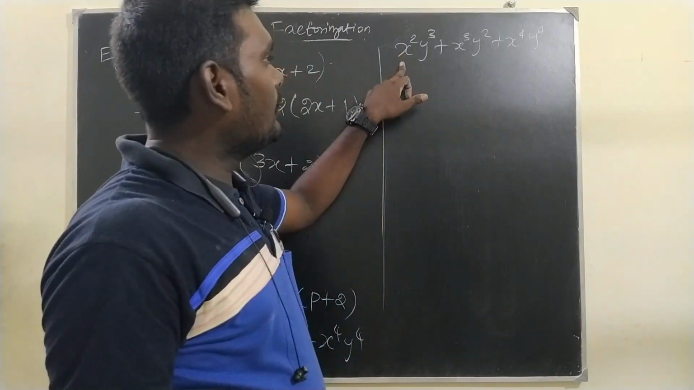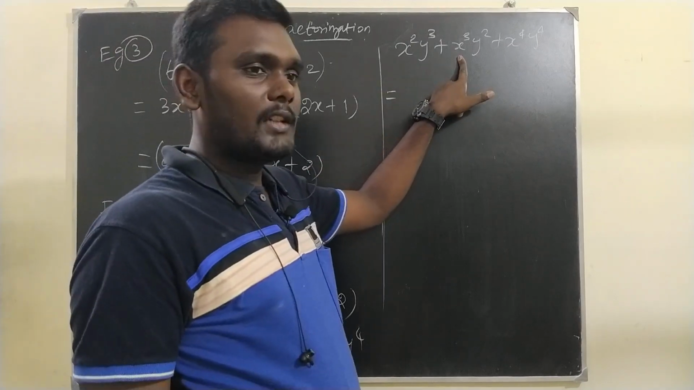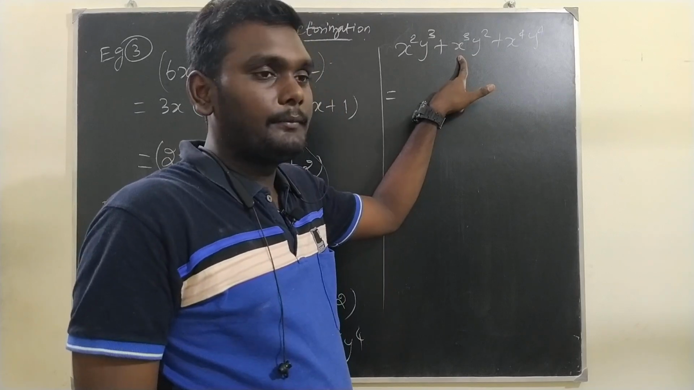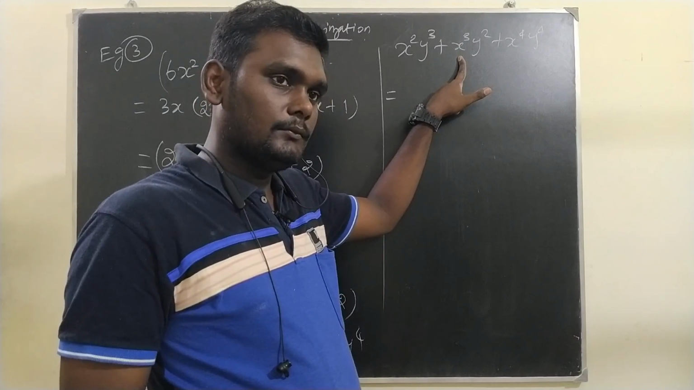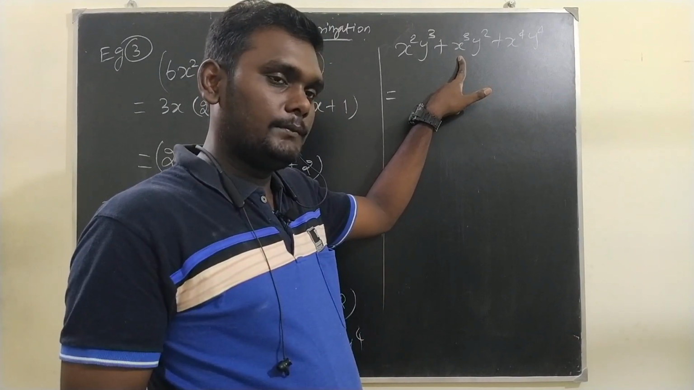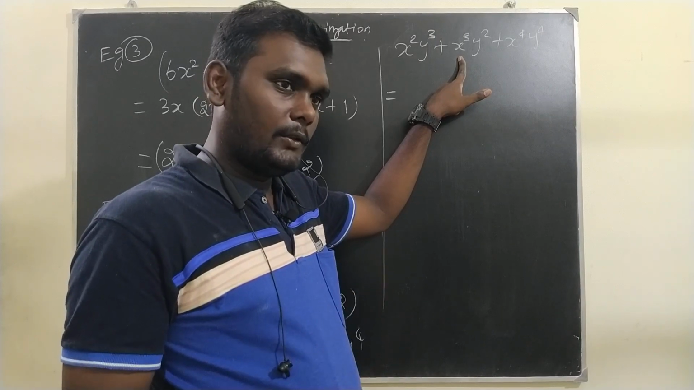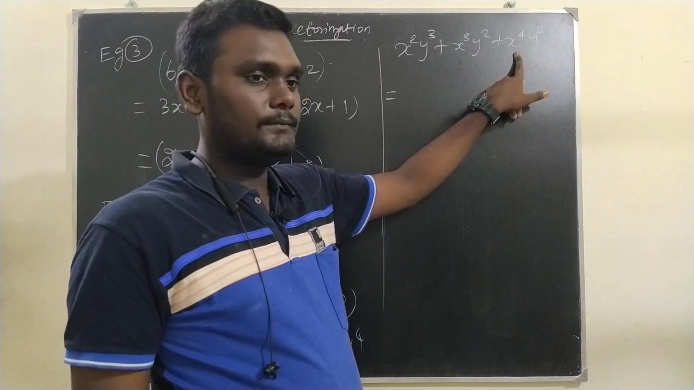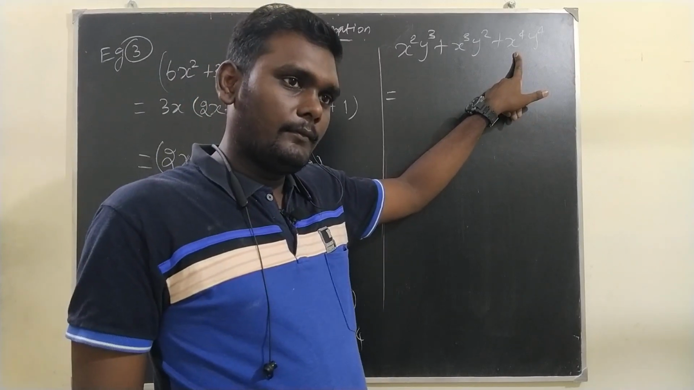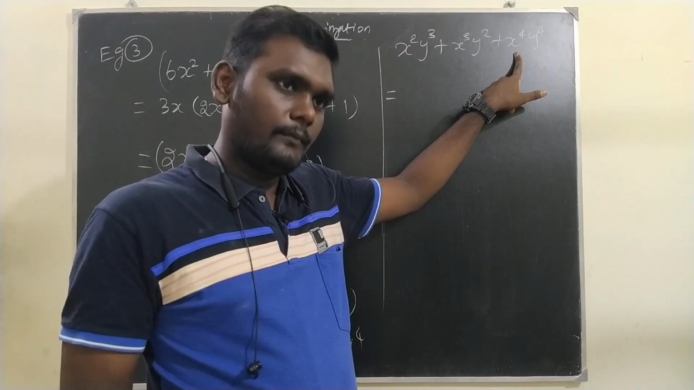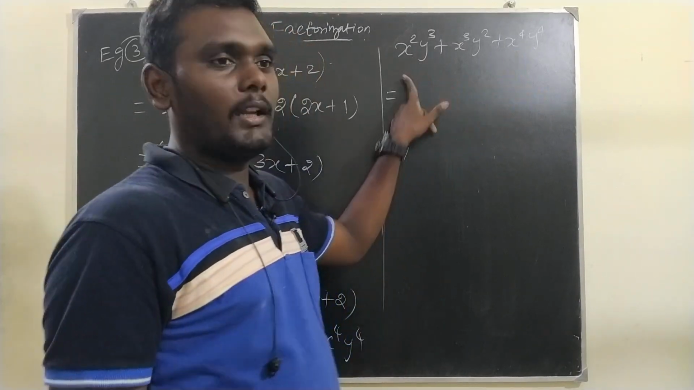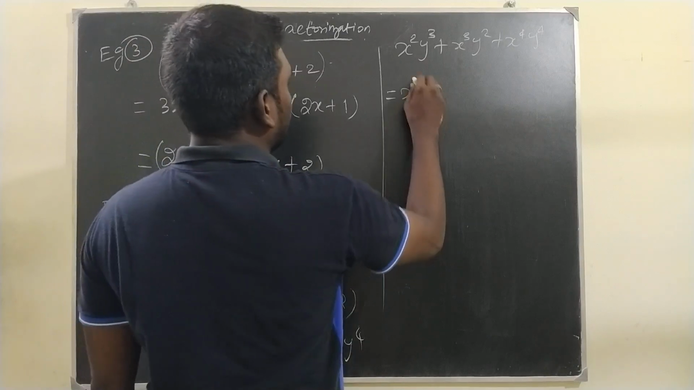Now here x power 2 is there. The same x power 2, shall we take it out from here? Here how many x are there? Answer me. x into x into x, 3x will be there. Here 4x will be there. Okay. So x square we can take out as common.